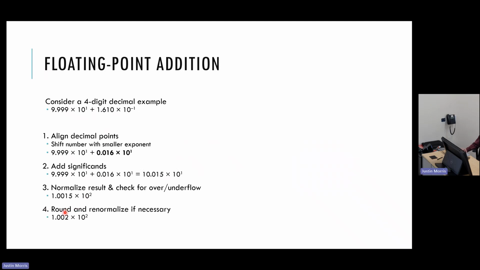And then we would round and renormalize if necessary. Like we had 4 significant digits, and we want to keep 4 significant digits. We round the 5 here up to make this a 2, right? And we have 10 to the 2. We do the same thing in binary when we do rounding, except rounding in binary is simple, right? If there's a 1 that we're going to chop off, we just add 1 to the other one. If there's a 0 we chop off, we just chop off the 0.